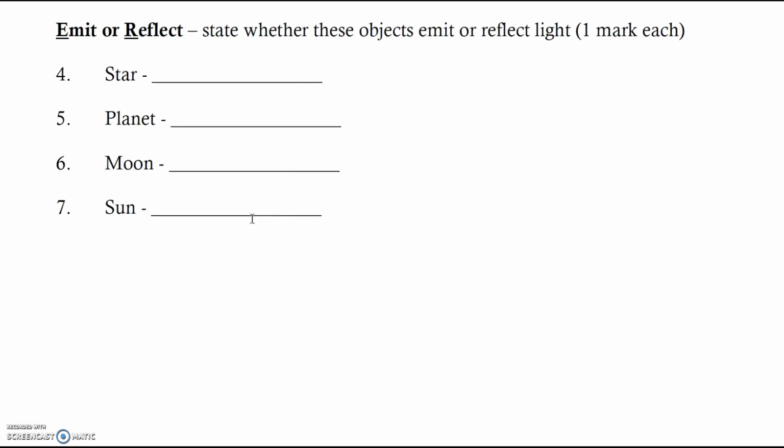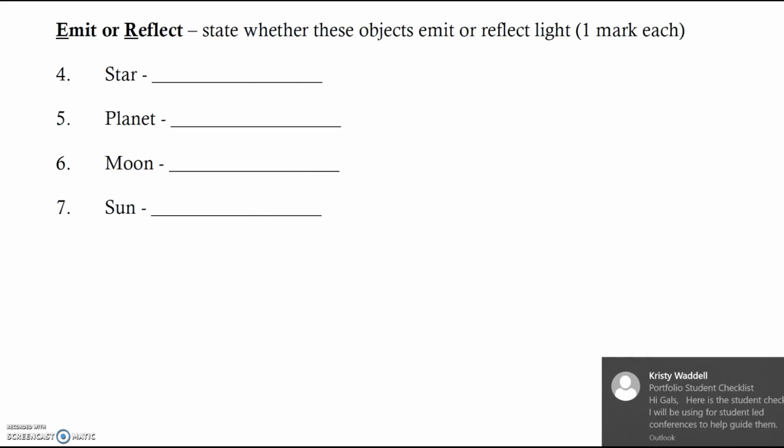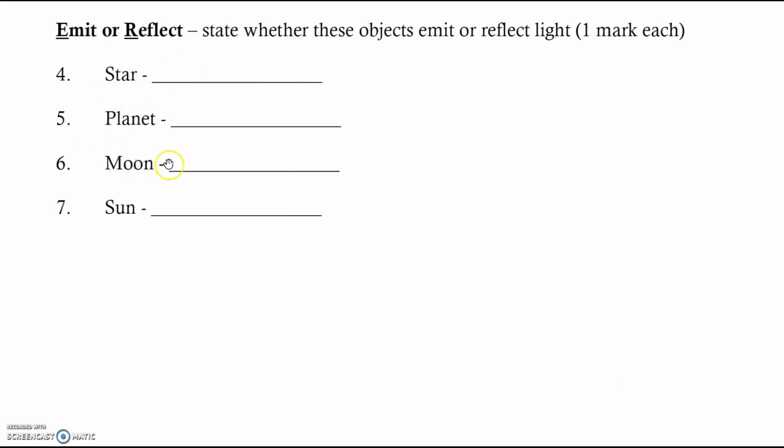Emit or reflect. State whether these objects emit or reflect light for 1 mark each. Number 4, star. Number 5, planet. Number 6, moon. Number 7, sun.